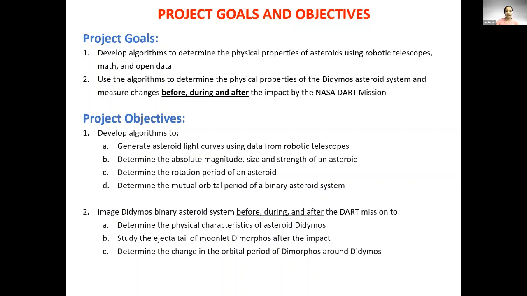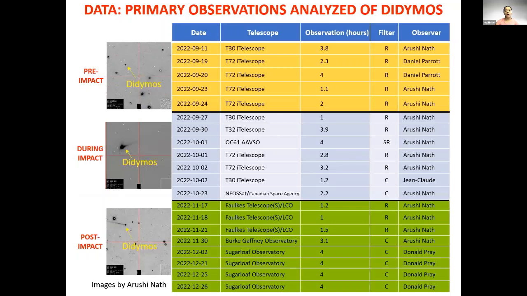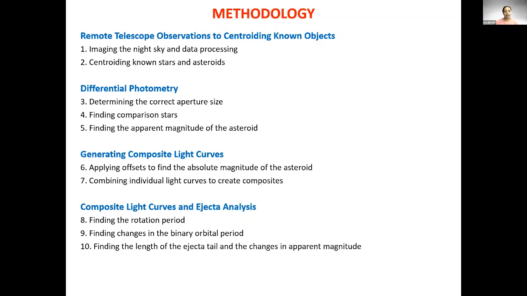So how did I go about this? I took robotic telescopes that were located all around the world and took over 55 hours of observations before, during, and after the impact. This allowed me to get a solid baseline and also see how it changed after the impact. I'm just going to go over the methodology my algorithm used very quickly.